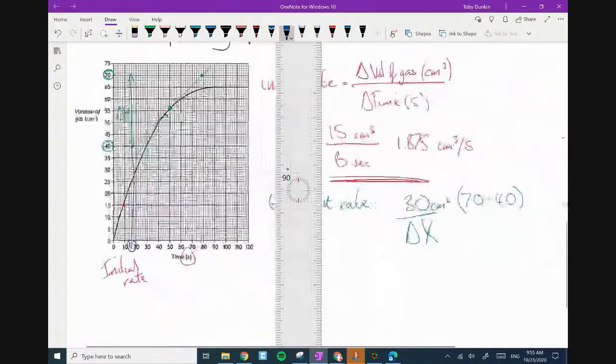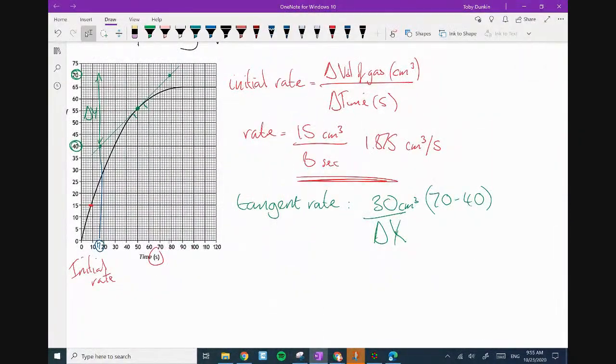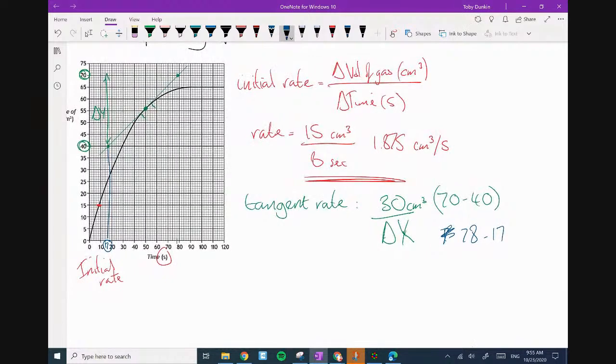78. 17 to 78. Oh, yeah. 78 minus 17. What's that on the calculator? 78 minus 17 gives 61. So my delta x in time is 61 seconds.